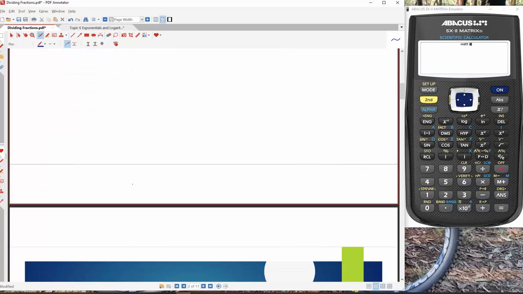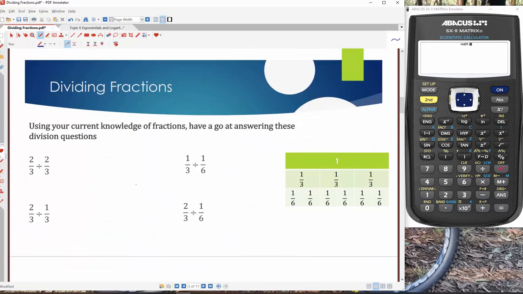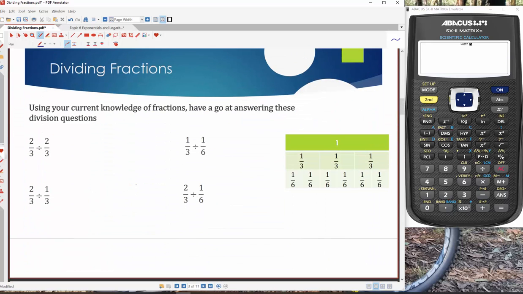So let's get on to division, because it works very similarly to multiplication. So using your current knowledge of fractions, have a go at answering these division questions. So how many times does 2/3 go into 2/3? That's the same as saying how many times does 2 go into 2? Well, the answer is just once. Okay, we've got the same amount going into the same amount, and we can fit it into itself once.